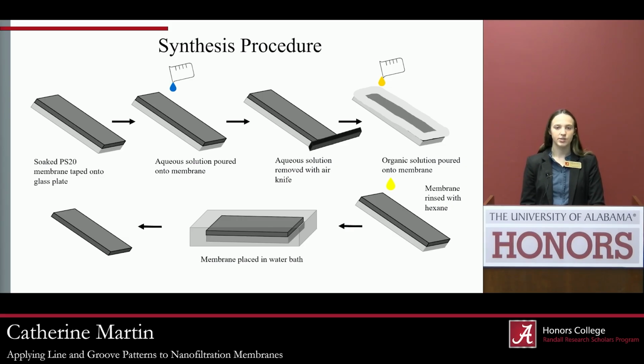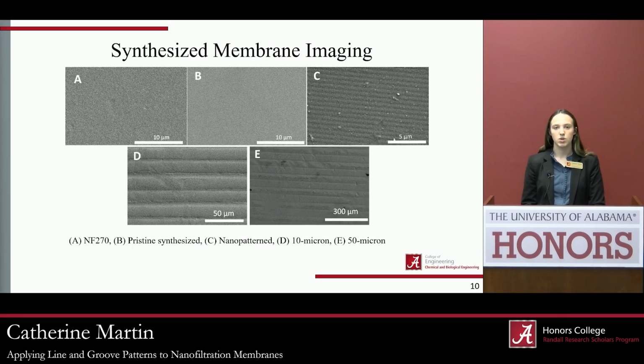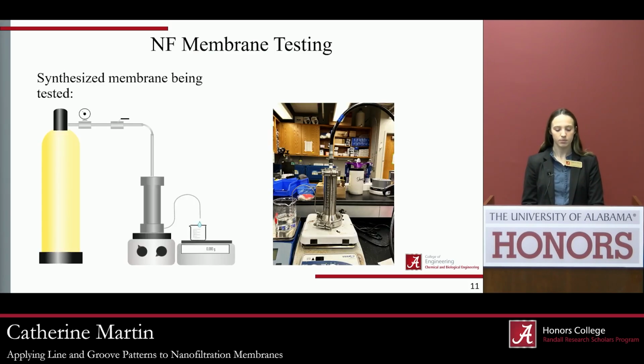The organic solution is then poured off, and the membrane is rinsed with hexane. Then the membrane is left in a water bath for 45 seconds, and then the membrane is removed and cut into the shape we utilize for testing. And this is SEM imaging of the membranes after the synthesis process. The first image, image A, is actually a purchased nanofiltration membrane called NF270. This is what we compared our in-house synthesized membranes to. And then the rest of them, we synthesized the polyamide active layer on top, and you can clearly see the different pattern sizes in these images.